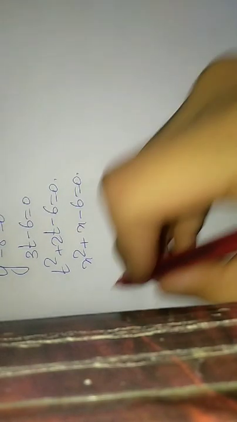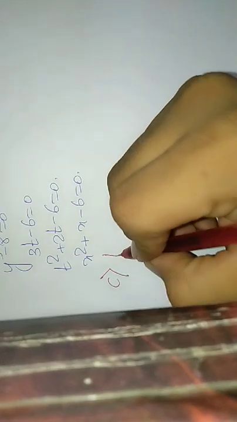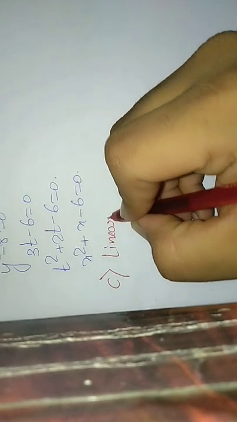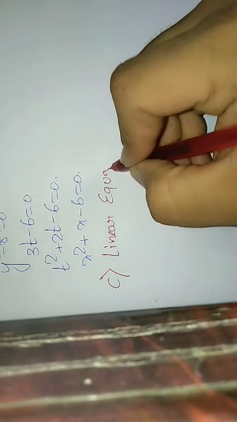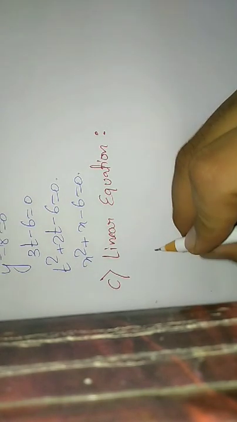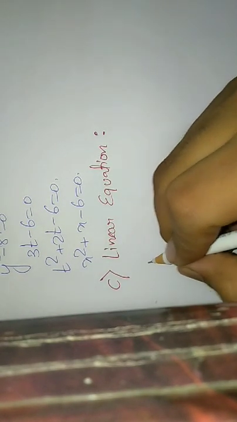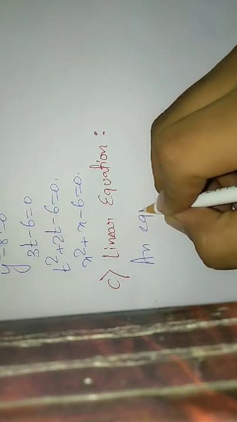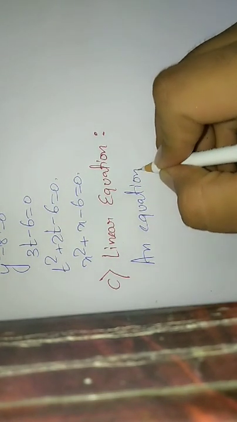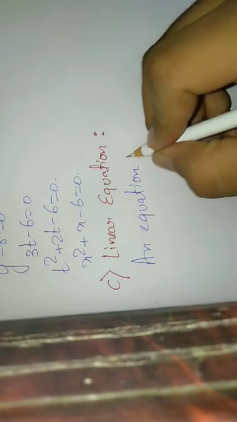Okay, so now the next we will be coming on to what is a linear equation. So linear equation is defined as an equation involving only linear polynomial.